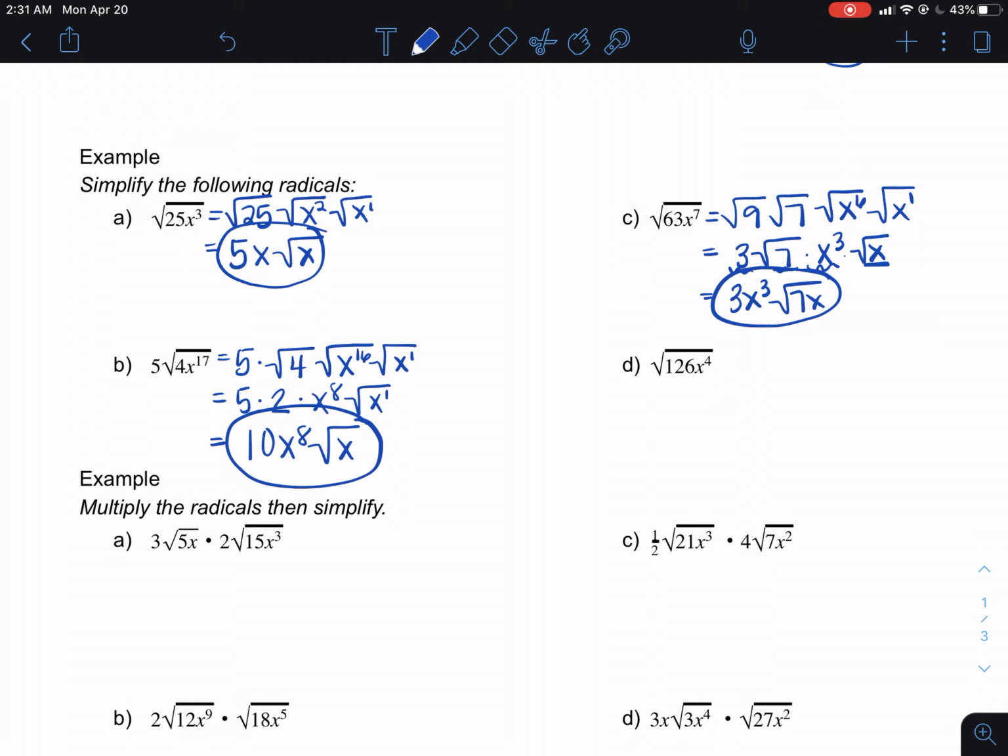All right, looking at d, we have the square root of 126x to the 4th. What's nice is we did this one up above. So the square root of 126 is the square root of 9 times the square root of 14. And the square root of x to the 4th, it's even, so we can just leave it. So the square root of 9 is 3. We don't know the square root of 14. And the square root of x to the 4th is x squared. So if we rewrite this, we get 3x squared times the square root of 14.